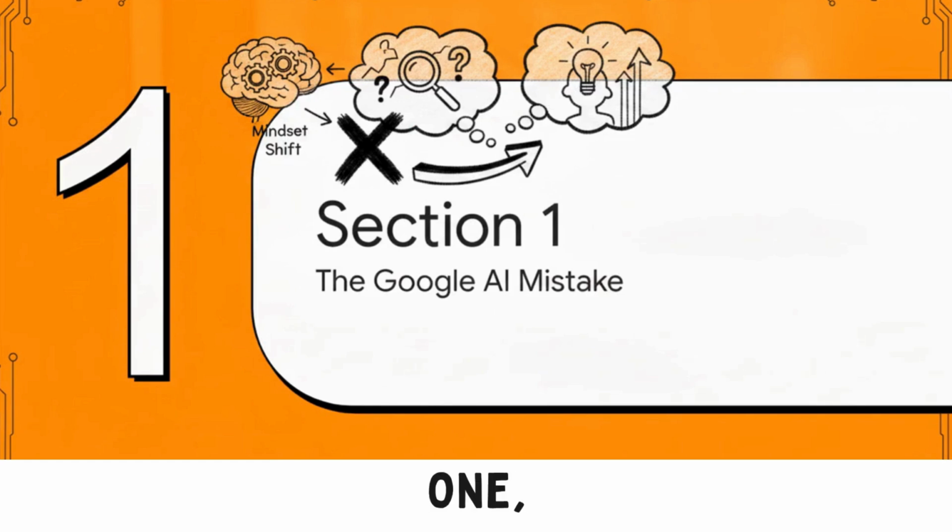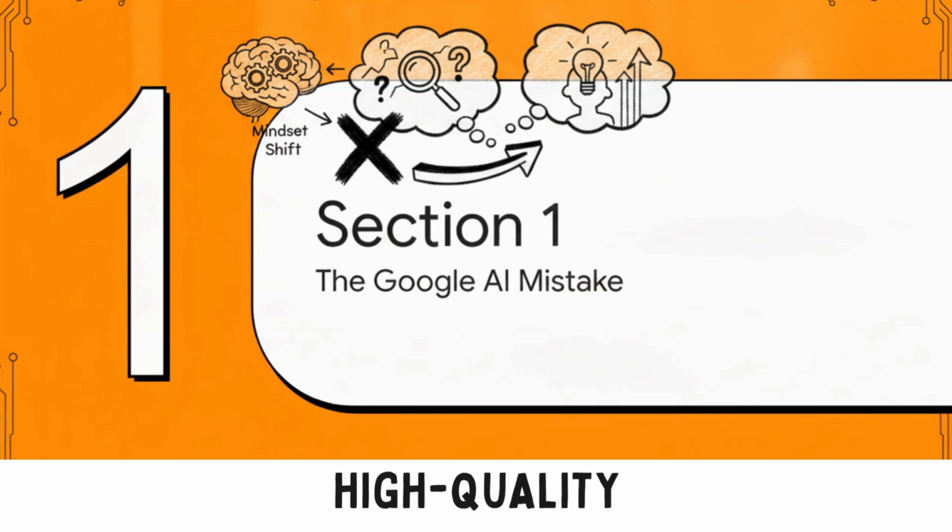All right, Section 1, the Google AI mistake. Before we even touch a tool, there's a really crucial mindset shift we have to make here. The single biggest error preventing you from getting high-quality results is treating AI like Google.